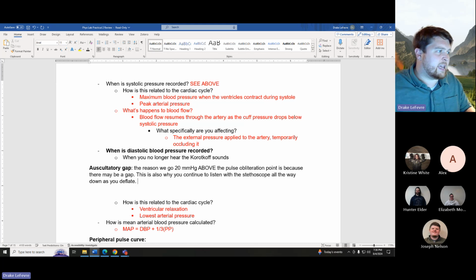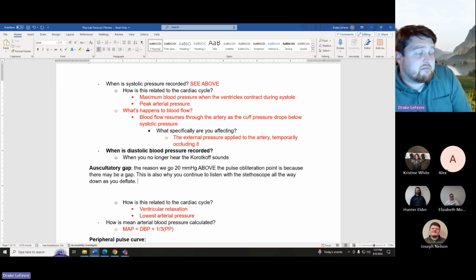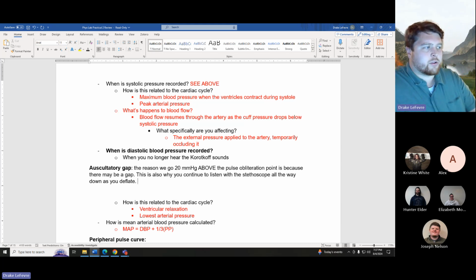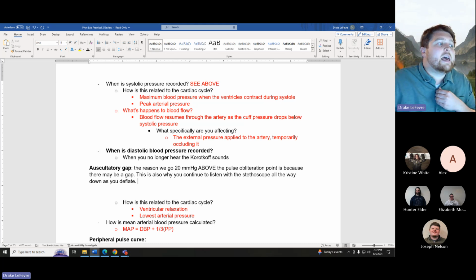Some people will have a gap randomly. You'll hear the knocking sounds, knock, knock, knock, and then all of a sudden they go away for 5 to 15 millimeters of mercury. And then all of a sudden they start again, knock, knock, knock. Some people have it. I don't know why it happens, but this is why we go the 20 millimeters of mercury above, as well as why we listen all the way through.